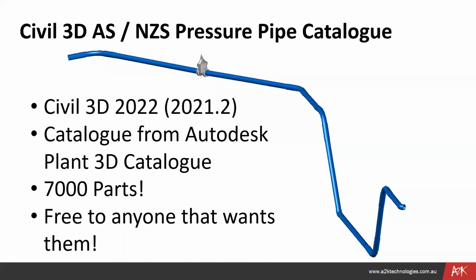Now, I'll be using Civil 3D 2022 version, and if you're going to use the pressure pipes, I recommend that you do use 2022. It is possible to use them in the 2021 with the new features that they've built in, or that is 2021.2 version. However, I did find it a little bit hit and miss sometimes.